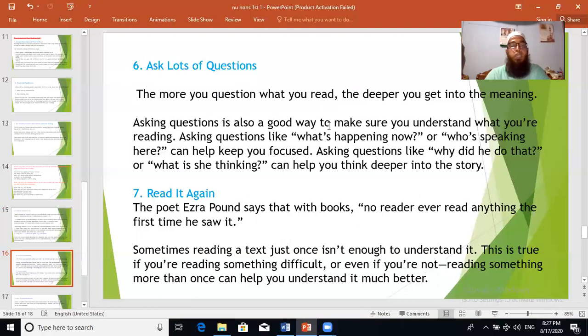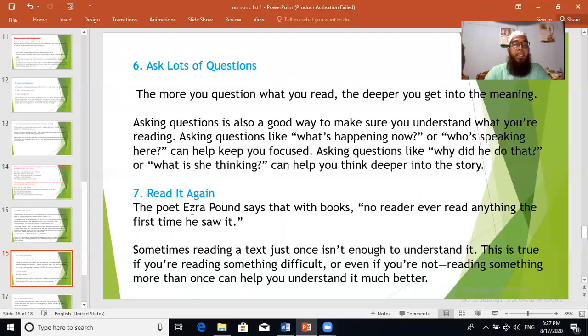Asking questions is also a good way to make sure you understand what you are reading. Asking questions like what's happening now or who is speaking here can help keep you focused. Asking questions like why did he do that or what is she thinking can help you think deeper into the story. So these are examples of this type of questions. It depends on the story or passage. What are you reading? What type of information is there? You can ask this type of questions.